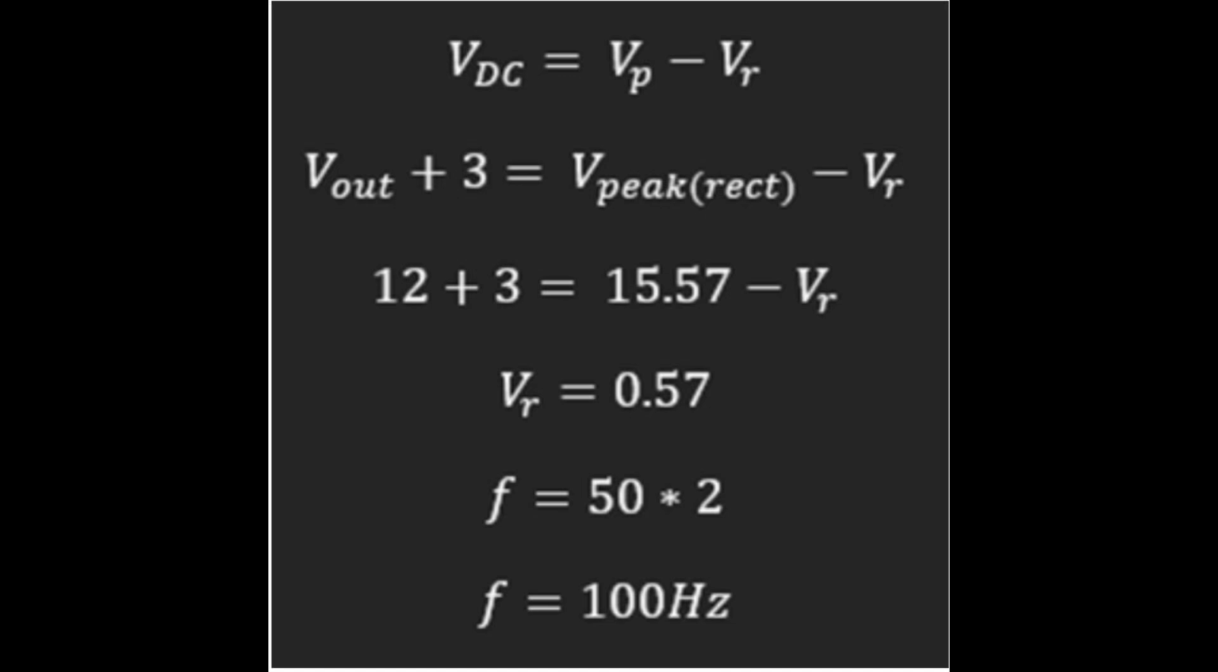Besides that, to maintain a steady 12 volt output, the DC input voltage needs to be at least 15 volts. This is calculated by using the formula where V peak is 15.57 volts and the ripple voltage is 0.57 volts. The ripple frequency is 100 Hz as the full-wave rectifier doubles the AC frequency.